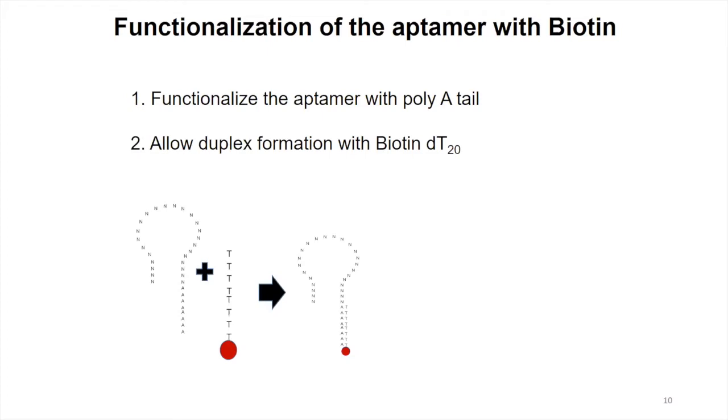What we did was insert the poly-dA sequence into the primer, and therefore after in vitro transcription, you would have a poly-A tail appended at the end of this aptamer. This poly-A tail would then be able to form a duplex with dT20 that harbors a biotin at the end. This biotin moiety would then interact with the streptavidin moiety of HRP, which can then produce signal. So this is the functionalization strategy that we decided to adopt.